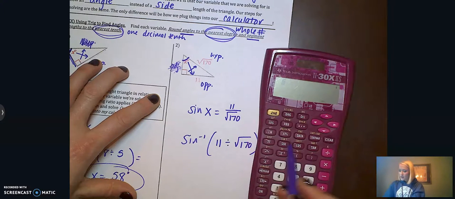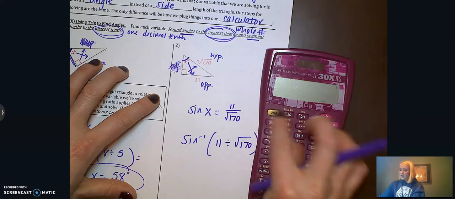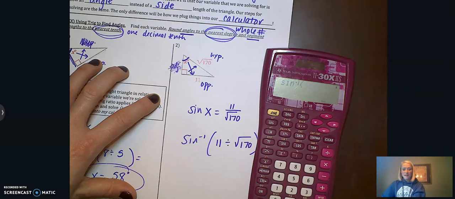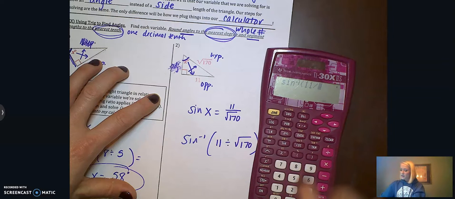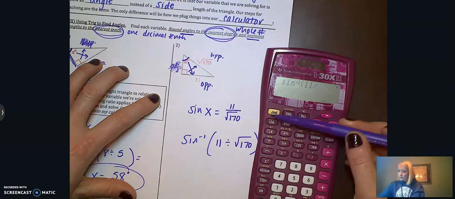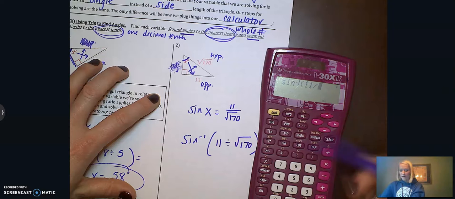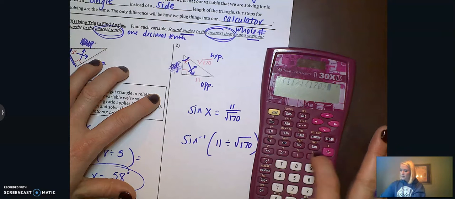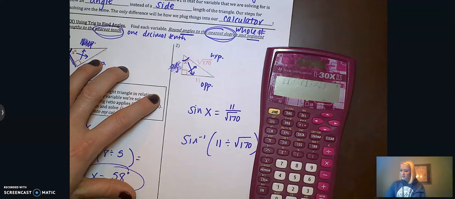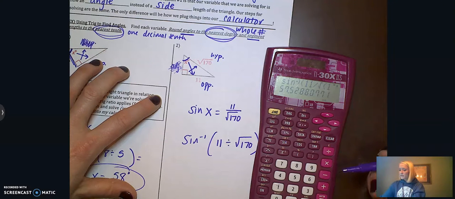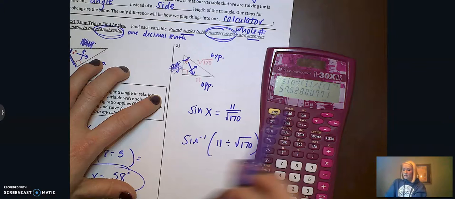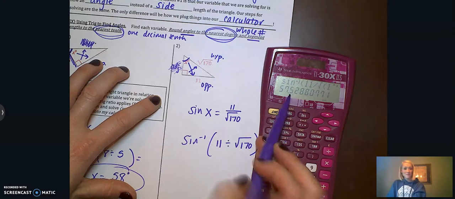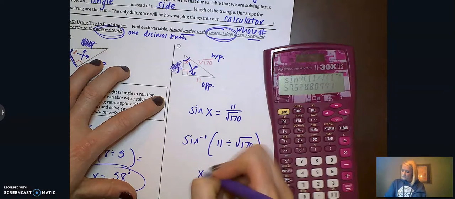So same deal. If I want the sine -1, I have to press second sine, and then I do 11 divided by, to type square root, you do second x squared, at least on my calculator, and then 170. You don't even have to close the parentheses at the end like I did, but I'm an overachiever, obviously. Oh, weird. Nearest whole number, that's 58 again. Isn't that fun?